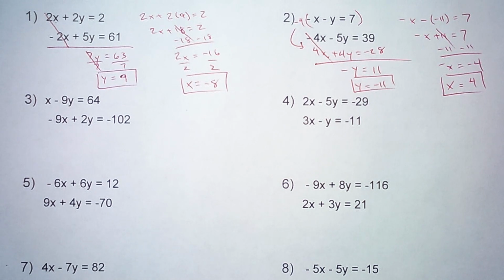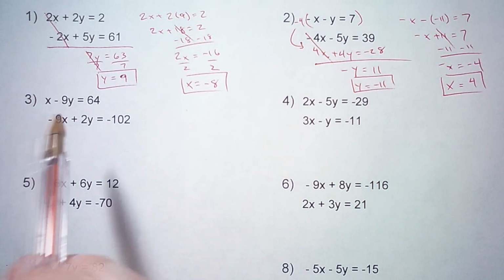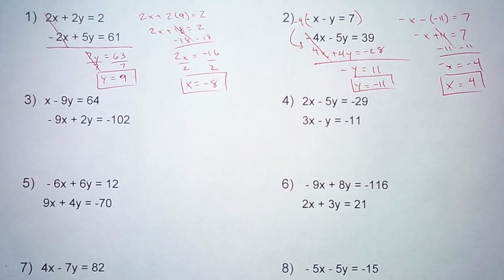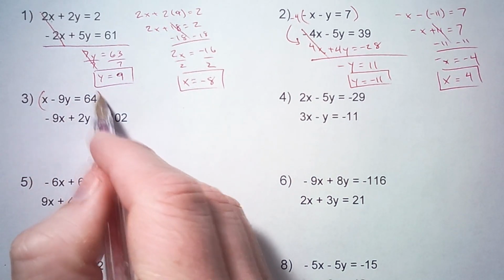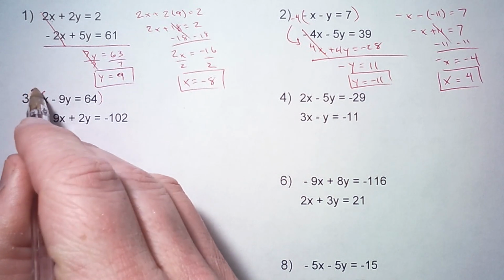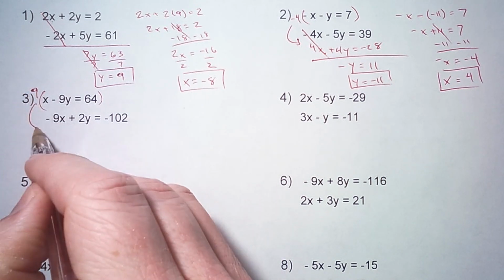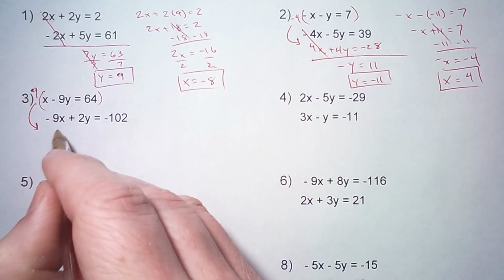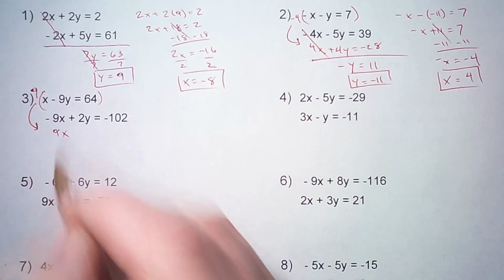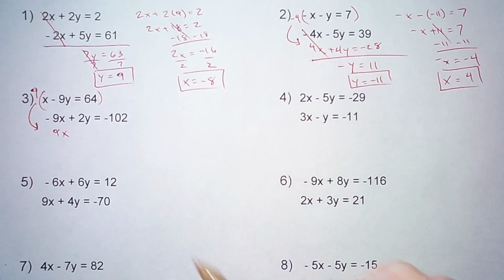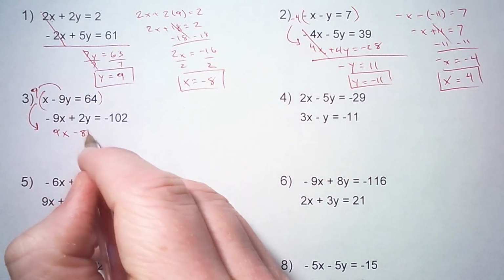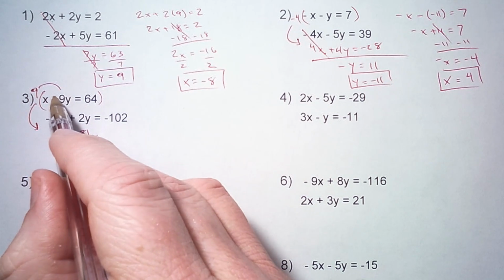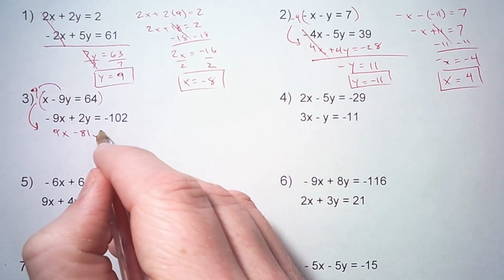Number 3, I have x minus 9y, then I have negative x plus 2y, so nothing is really set up to eliminate. So I will multiply this top equation by 9. And bring that down here. So 9 times x is 9x. Now I have a negative 9x and a positive 9x, so those are set to eliminate. And then here I get negative 81y. And then 9 times 64.